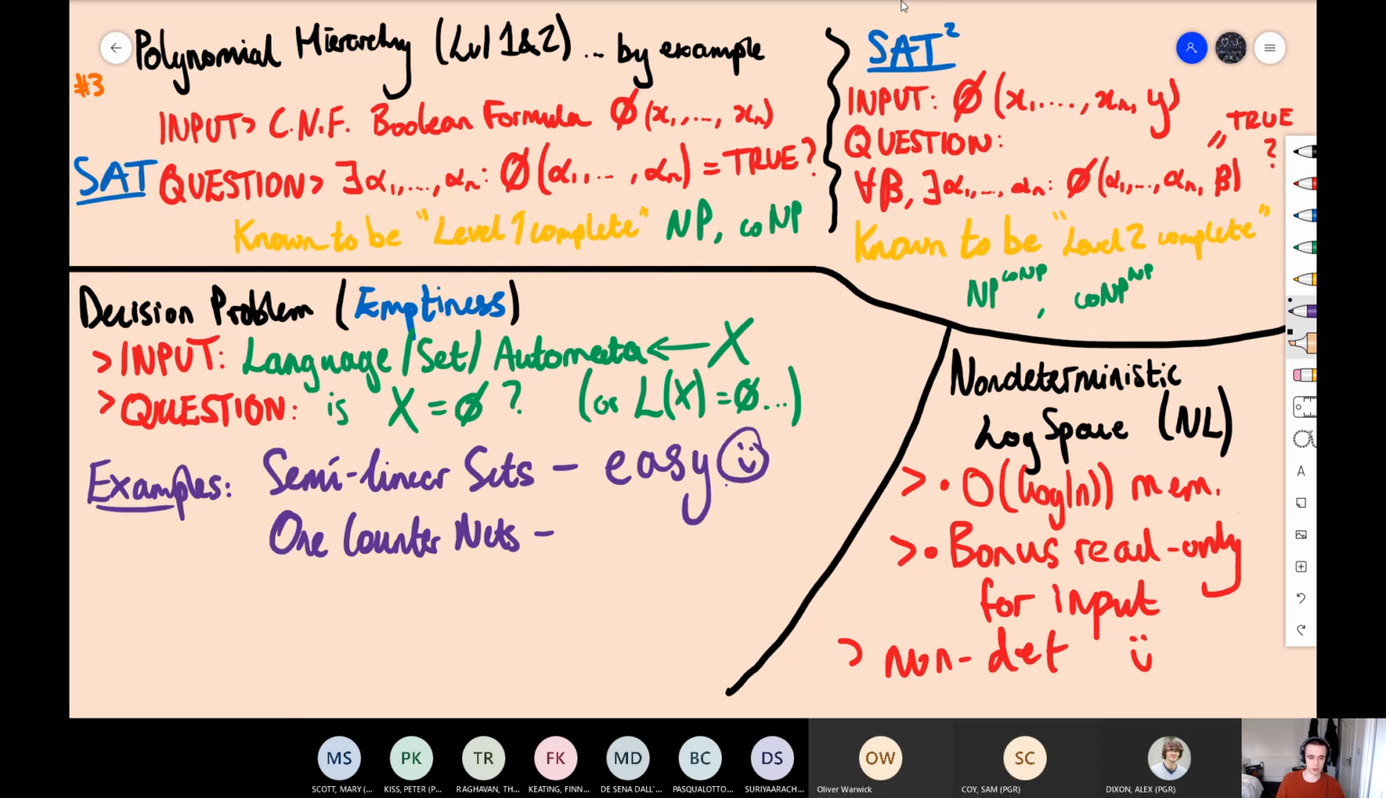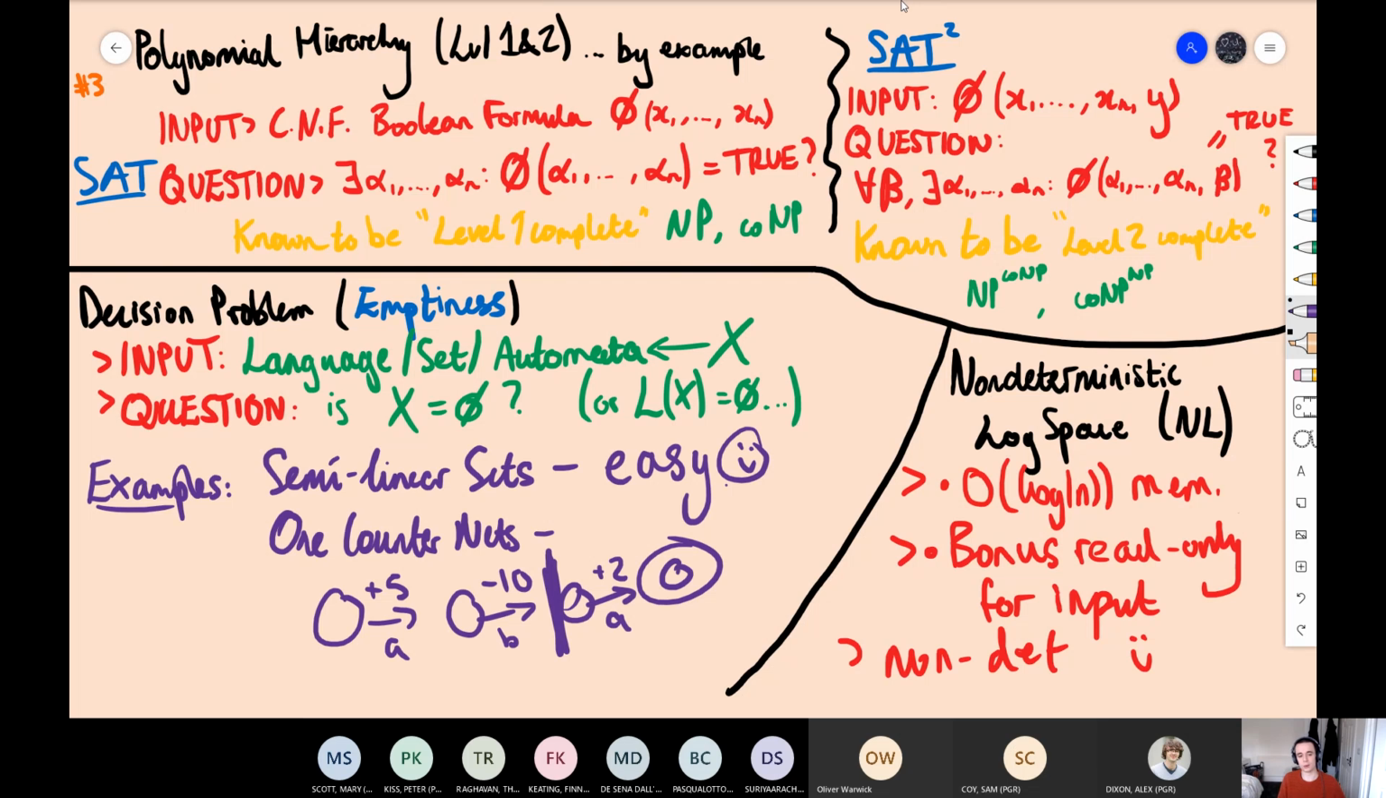But for one counter net, it's sort of more interesting. You may have a path to an accepting state, and that means there'll be some word that gets you to the final state. But it might not be legal, right? Because you may have a +5 and then a -10 and then a +2. You get hit by the non-negativity constraint on the counter, if this was the only route to the accepting state, because +5 minus 10 gets you to -5, and then you suddenly have an illegal counter value.